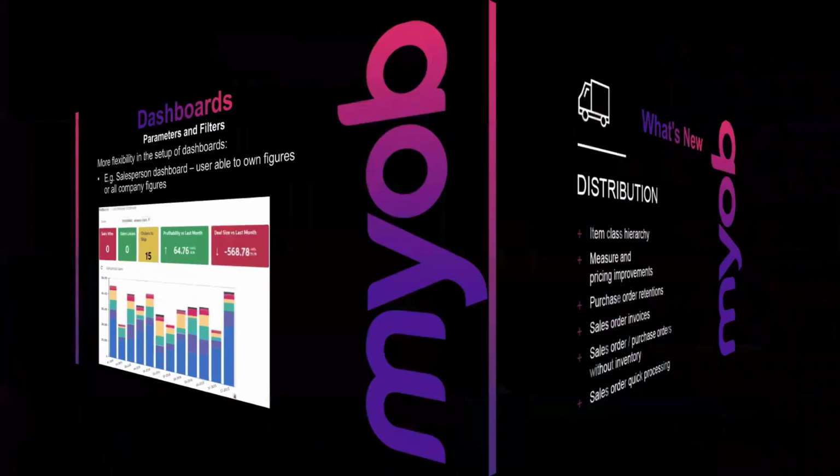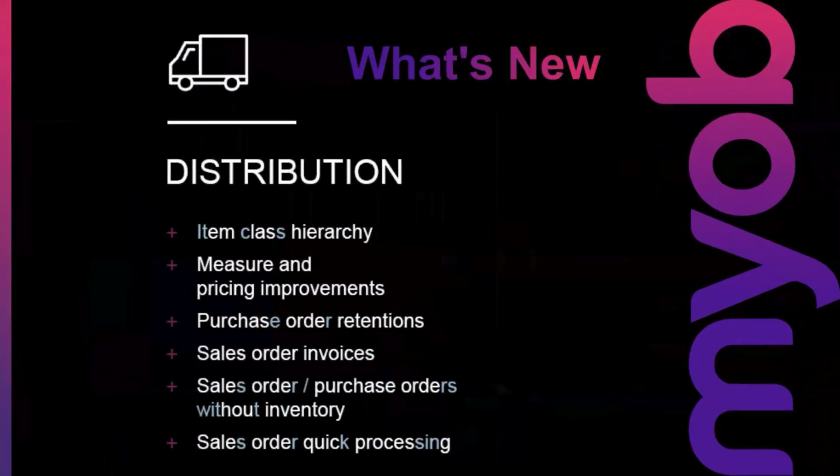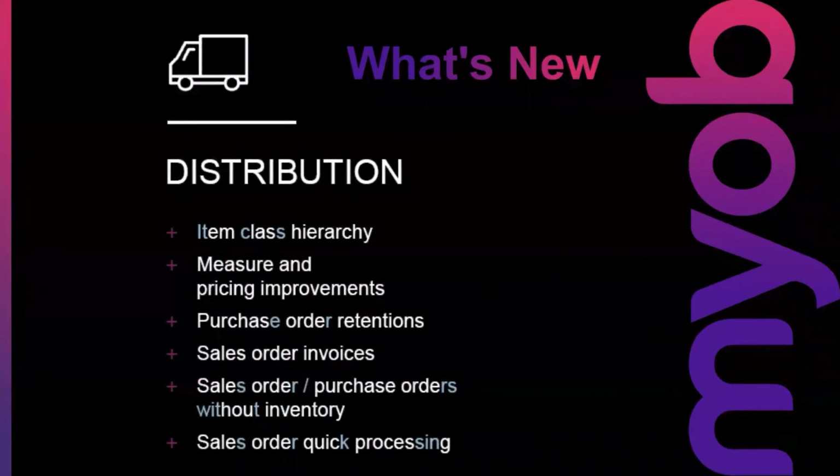Distribution, for those of you who are in the distribution business, there's quite a few changes in the distribution, item class hierarchy, pricing and units of measure improvements. And then especially in the area of the order entry, there's quite a few changes. Let's have a little look at this.